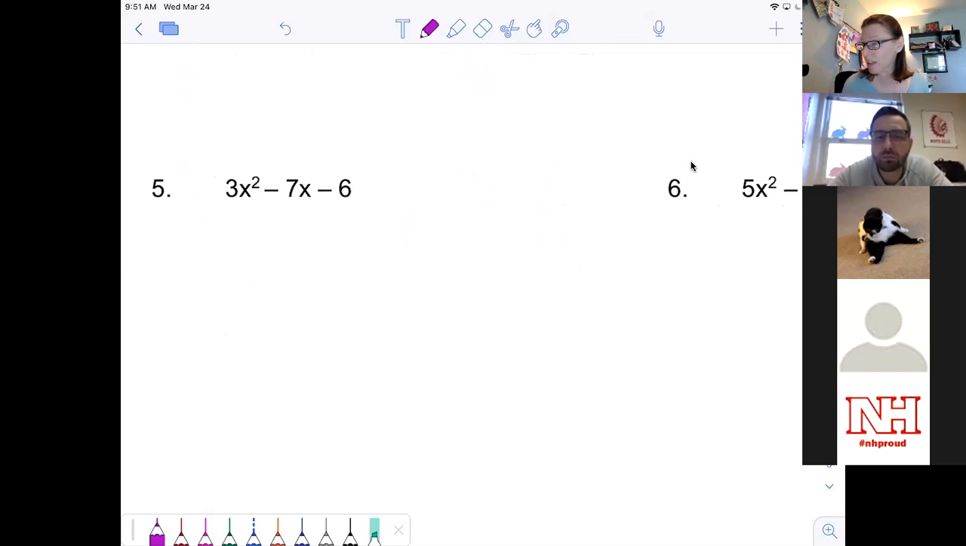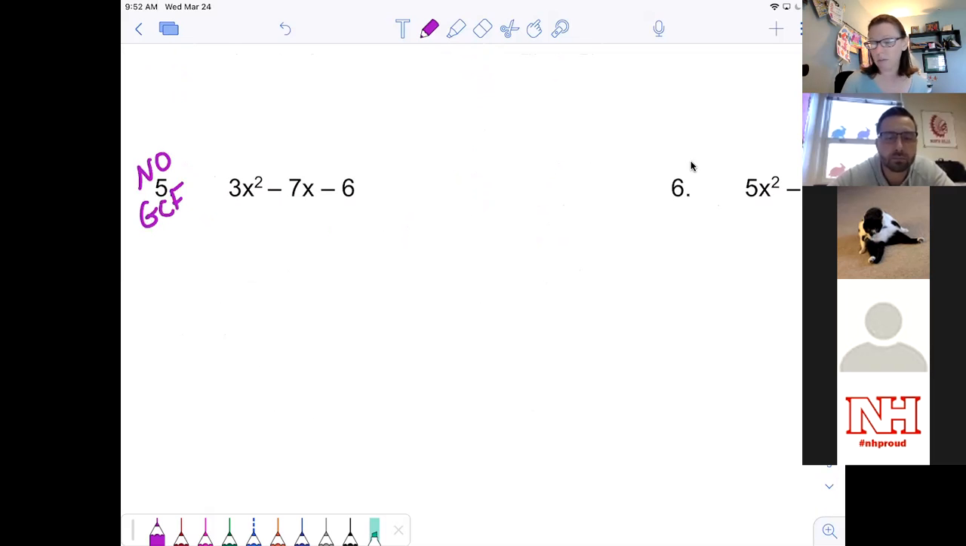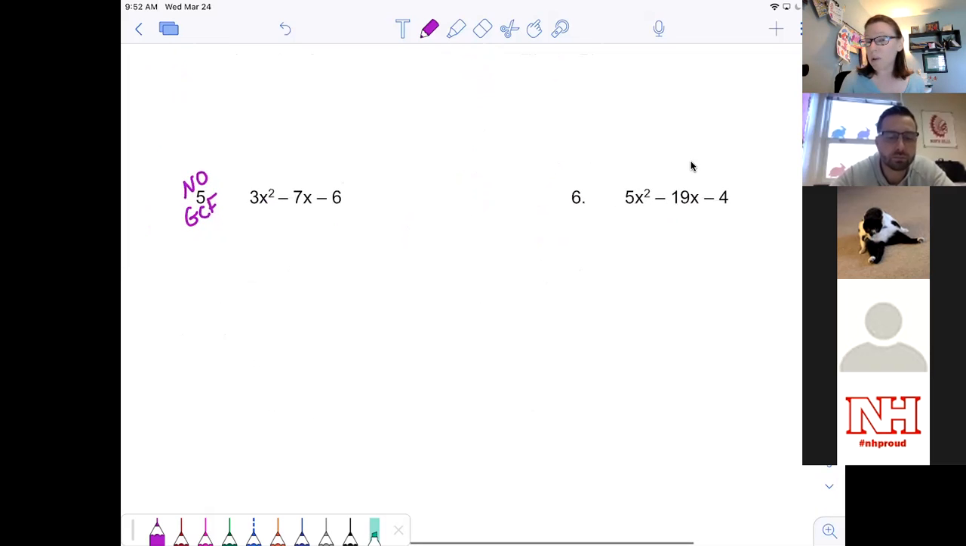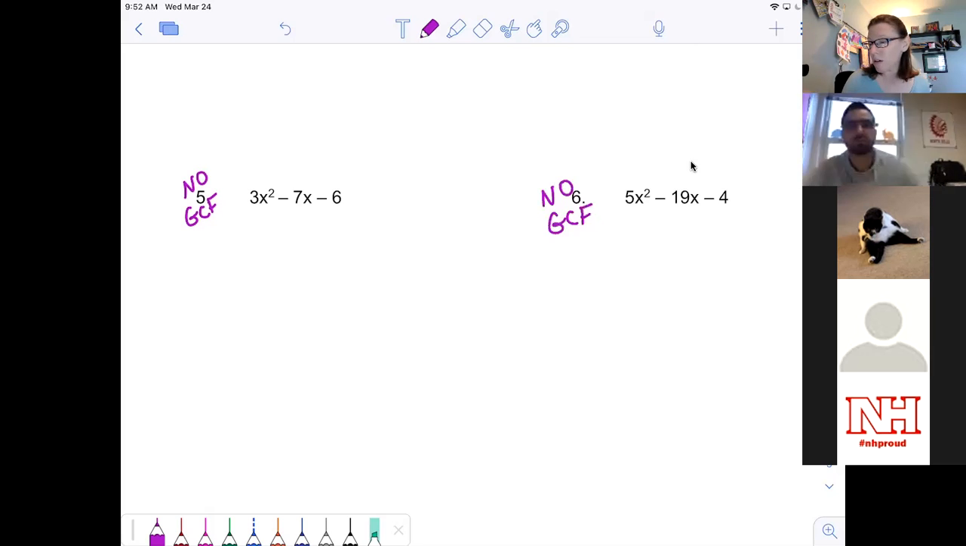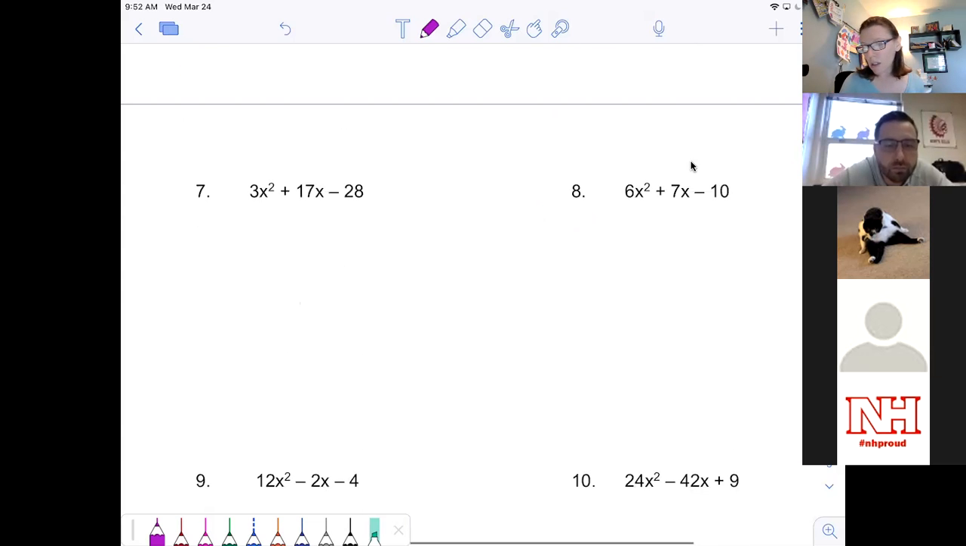Continuing to look at 5 and 6, number 5 has 3, 7, and -6. No GCF there besides 1. 3 and 6 have something in common, but not 7. And then number 6, 5, 19, and -4, again, nothing in common besides the number 1. So those first 6 problems are just regular AC grouping, no GCF. Any questions on those 6 problems? Michael, how about 7 and 8?